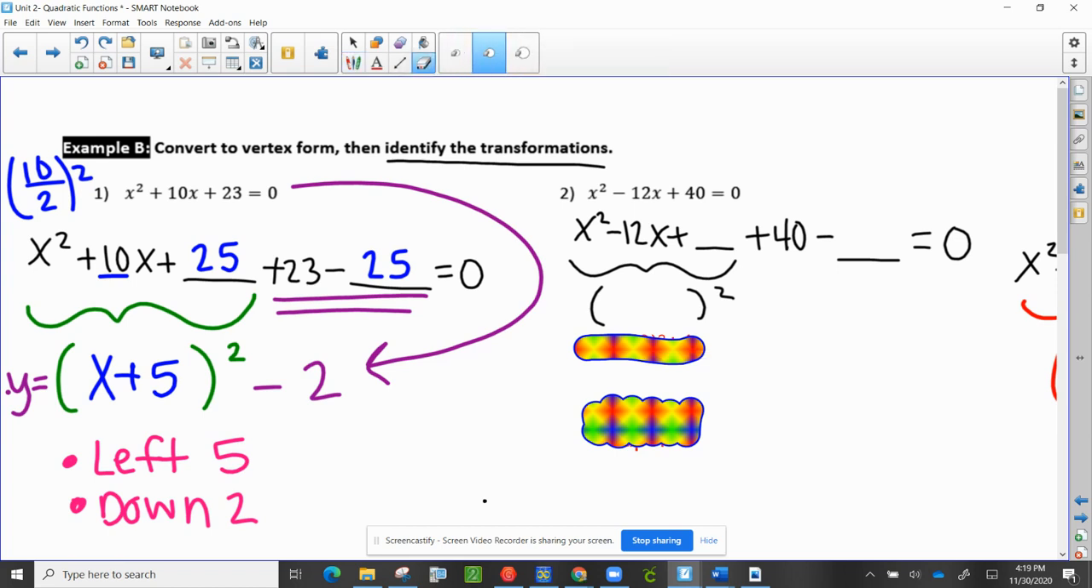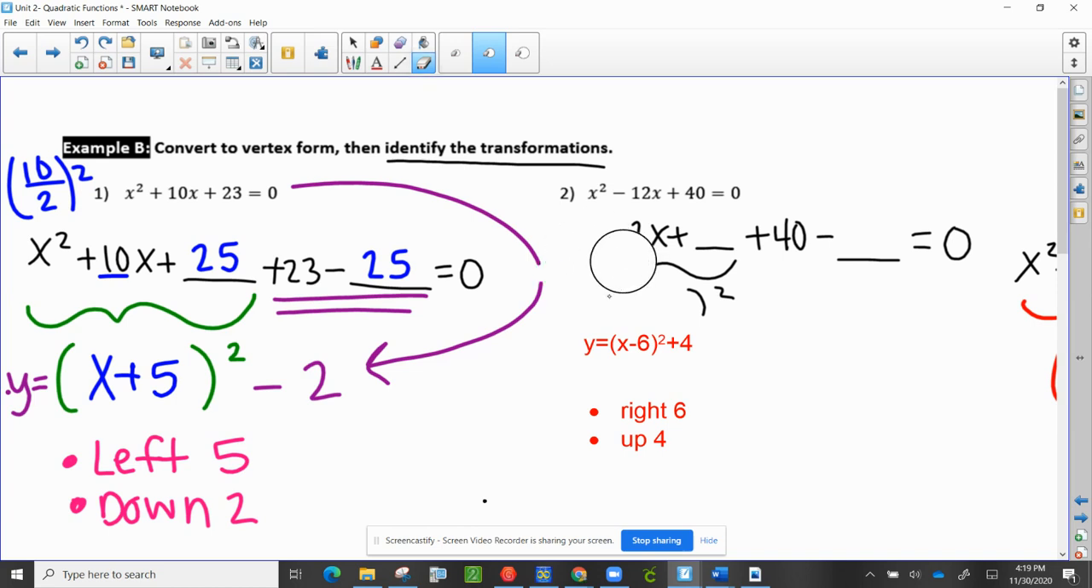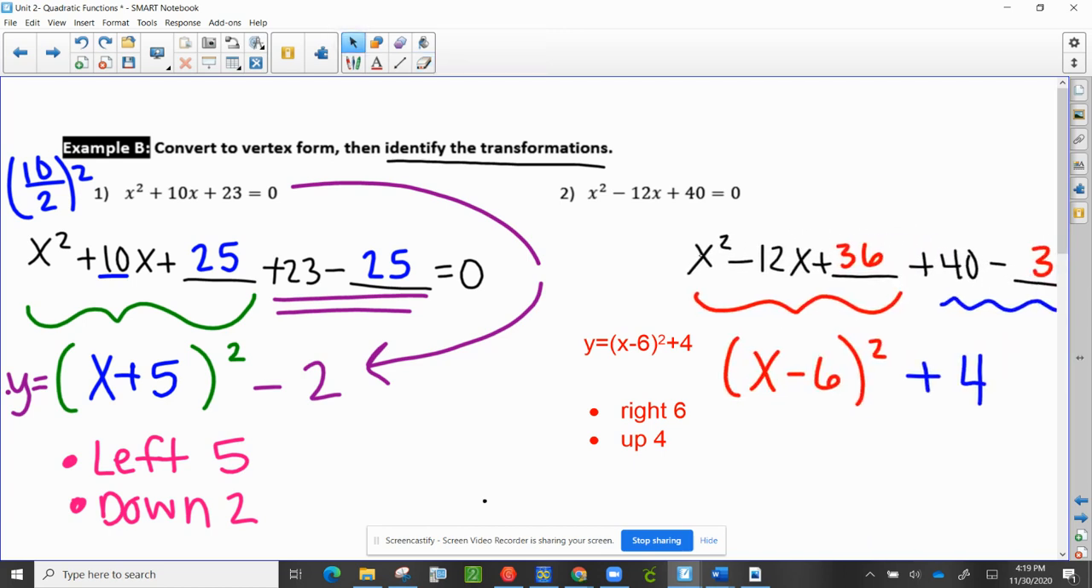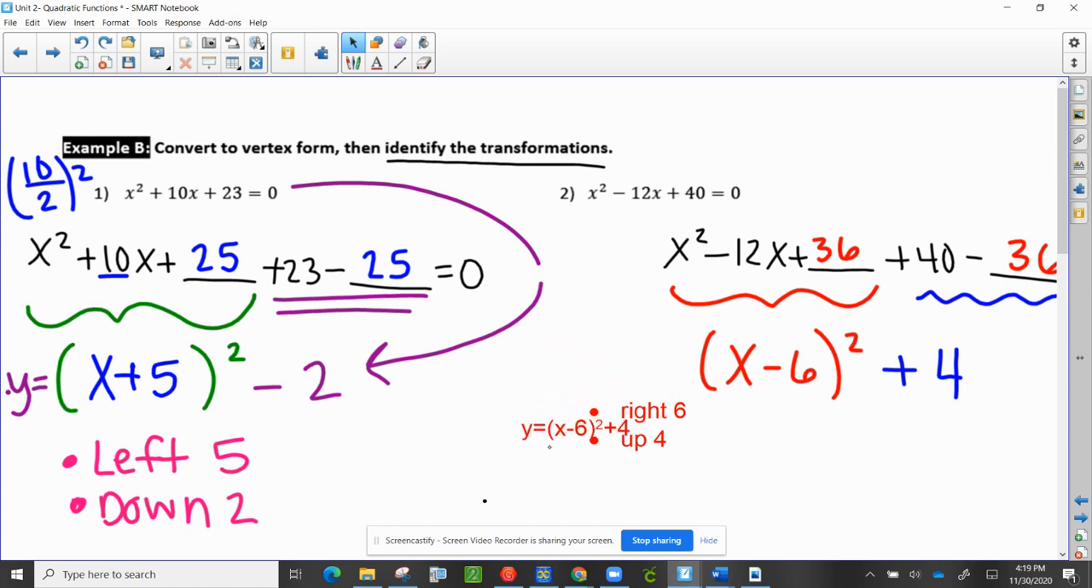Okay, so here's what I have. Here's my equation in vertex form. So you should have gotten x minus 6 squared plus 4. So that makes your transformations right 6 and up 4. So I'm going to pull out all the work here so you guys can see what I did. Here's all of my work.